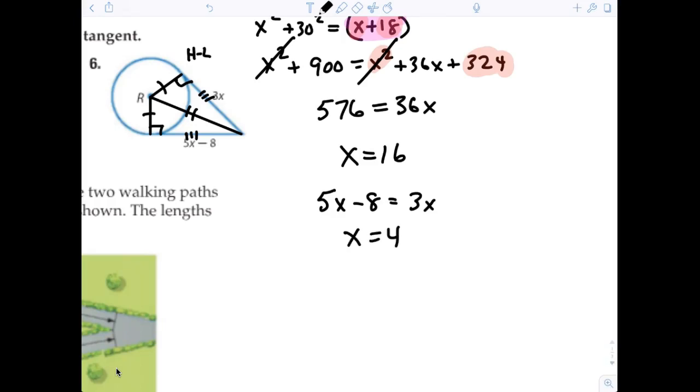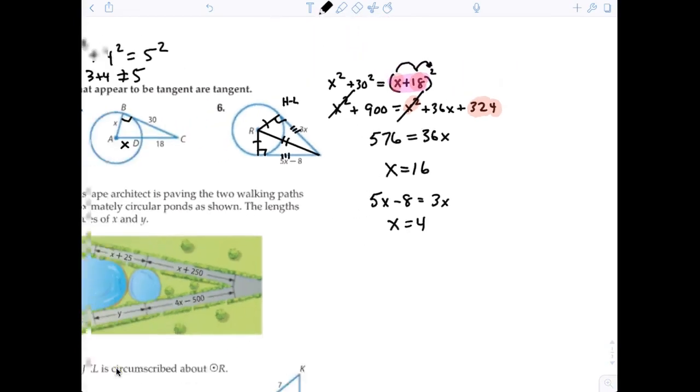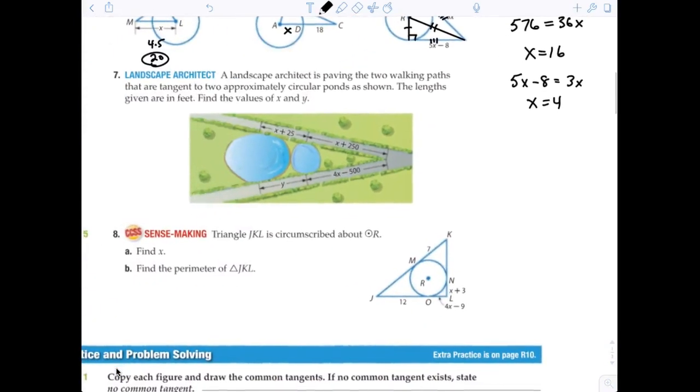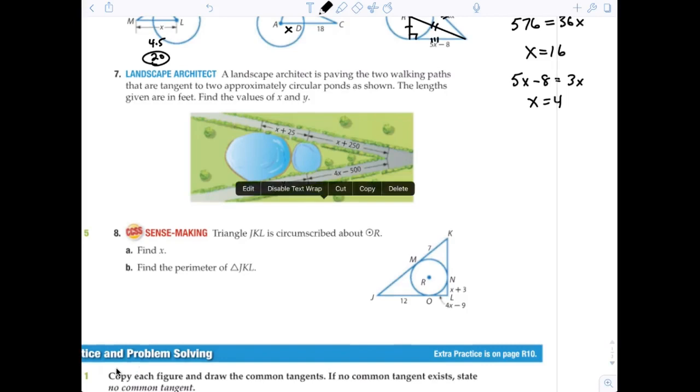All right. Now again, let's take a look at the one little word problem here. Let's see what's going on. It says a landscape architect is paving the two walking paths that are tangent. Remember, listen, if it's a distraction, we're not doing it. A landscape architect is paving the two walking paths that are tangent to two approximately circular ponds as shown. The lengths given are in feet. Find the value of x and y.